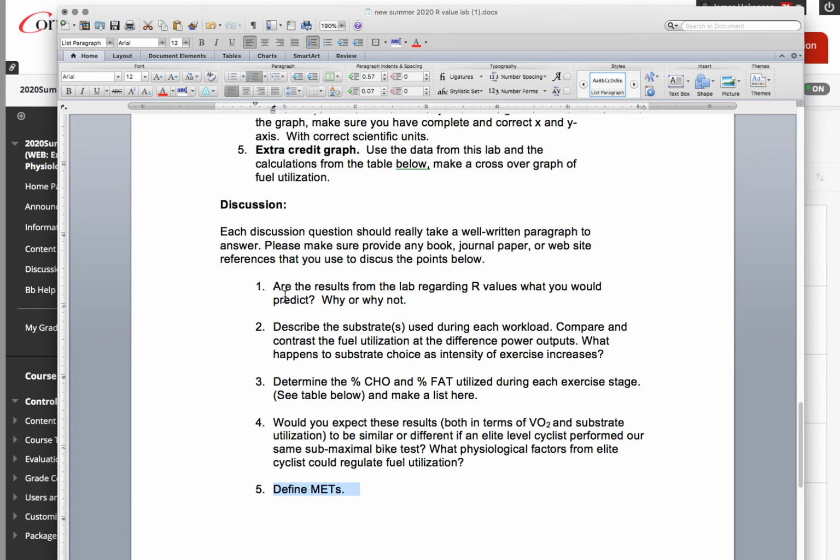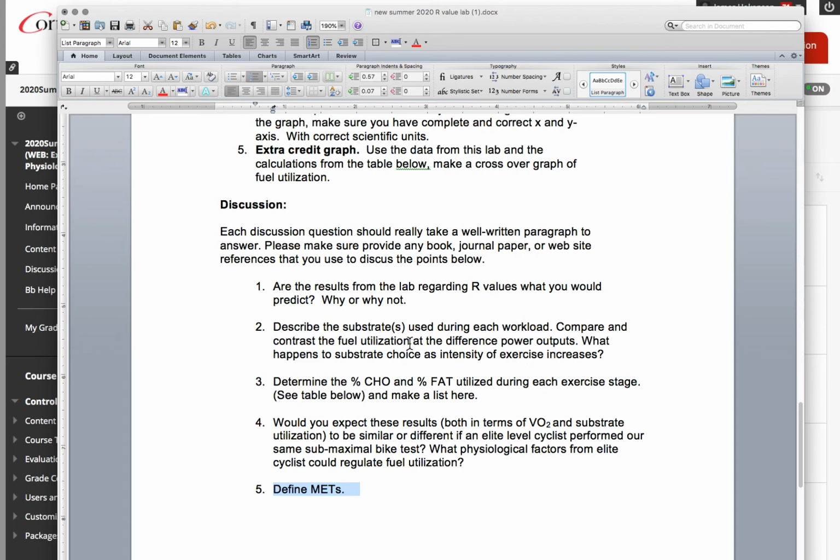And then some of the other questions will be to look at the data and look at your graph. And are these the R values? Is that what we predict? Did they start off low, close to 0.7? And when the person exercised at higher exercise intensity, did they go up? I'm not exactly sure. You'll have to do that calculation.